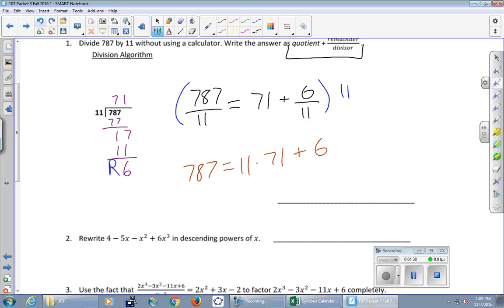Yeah, but even without thinking about the algebraic way, it's just like, hey, 11 goes into 787 71 times, meaning if you do 11 times 71, you're really close to getting the answer of 787. How close are you? You're off by 6. That's the remainder. We didn't quite get there, okay?